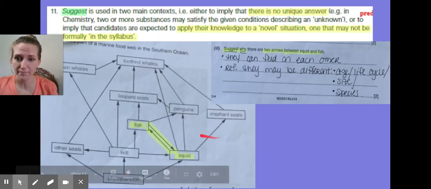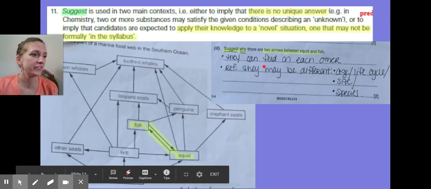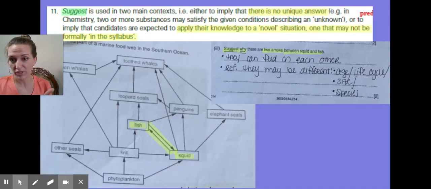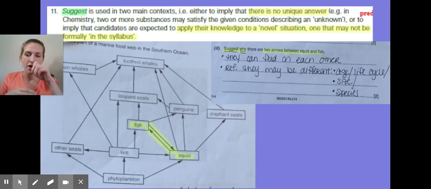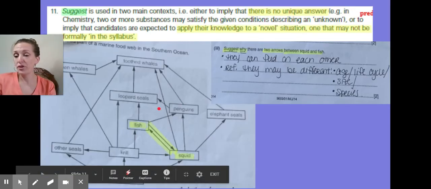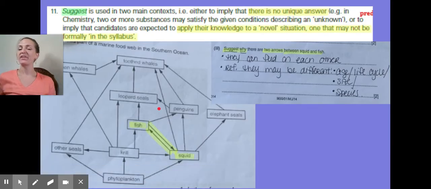You're looking at a food web, and the question says, suggest why there are 2 arrows between squid and fish. I'm not going to teach you specific species about squid and fish or whatever. I'm just thinking outside the box here. Why are they able to eat each other? Well, there's not just one fish. There's not just one squid. So the answer for that one, you're applying this new situation.